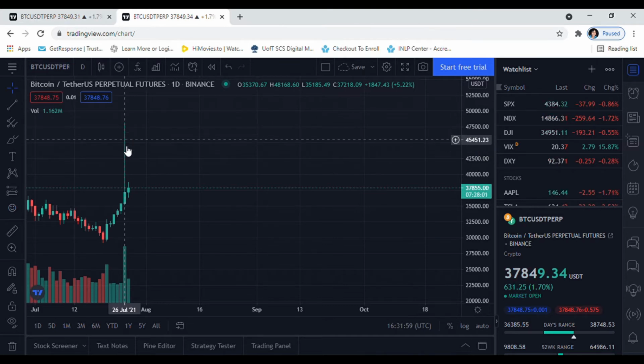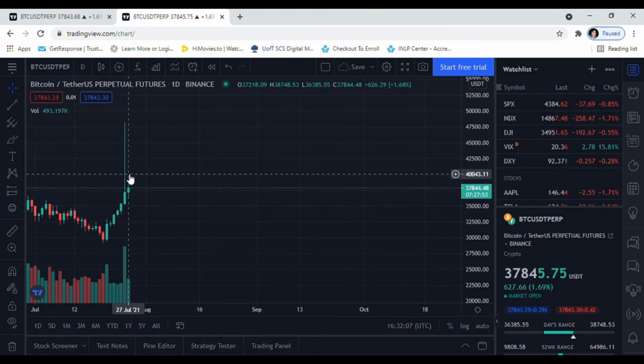Now, since it got this huge rejection here, it left a big wick. We call that a wick. And that wick tells us that the price tried to go up to that point, but it got rejected. The sellers took over and they sold and sold and sold, and that's why it left this big wick.